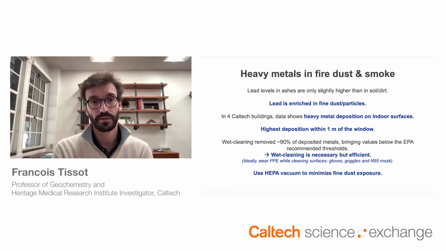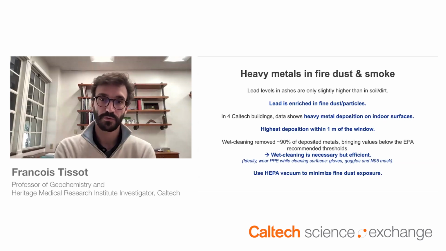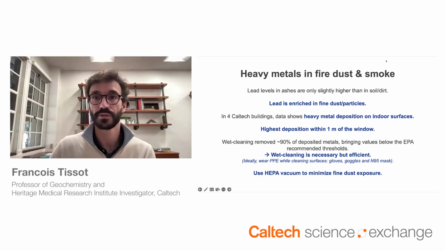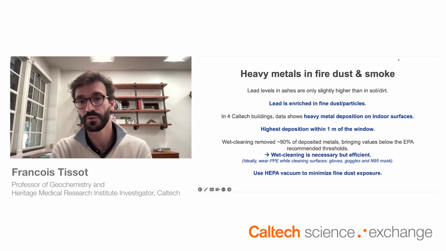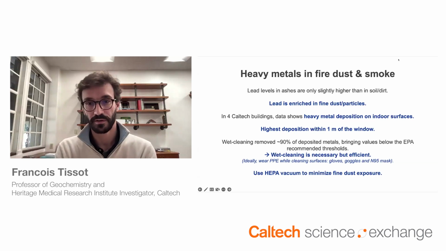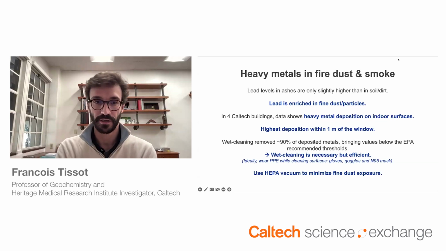So we recommend, of course, that you wear protective equipment when you do the cleaning. Put on gloves, put on goggles, put on an N95 mask, and then wet wipe all the surfaces that you want to restore to a usable state. And of course, for the bigger particles, everything that is ash-like, a HEPA vacuum will be needed to minimize exposure to the dust. And with this, I'll give it to the next speaker.